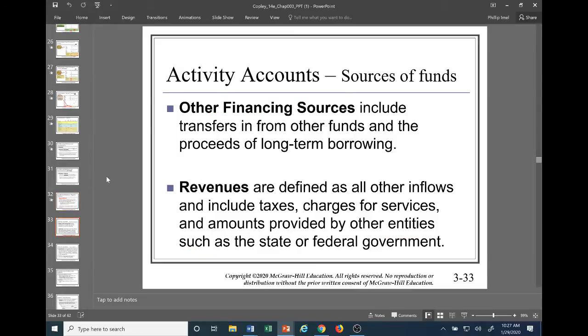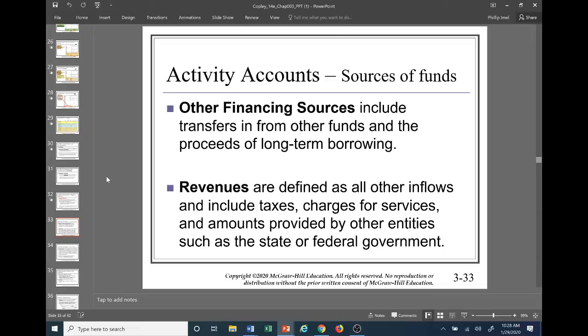Okay, next, activity accounts. So obviously sources of funds. Where is this money coming from? Other financing sources includes transfers in from other funds, because remember funds like the general fund is going to be your main operational fund. But say we need to make a $100,000 debt payment, then the general fund isn't going to make that payment. They're going to make the transfer to the debt service fund, right? Okay. So that's one of the financing sources. So the transfer is in. So that could be a source for the debt service fund from the general fund. So that's one of the sources.